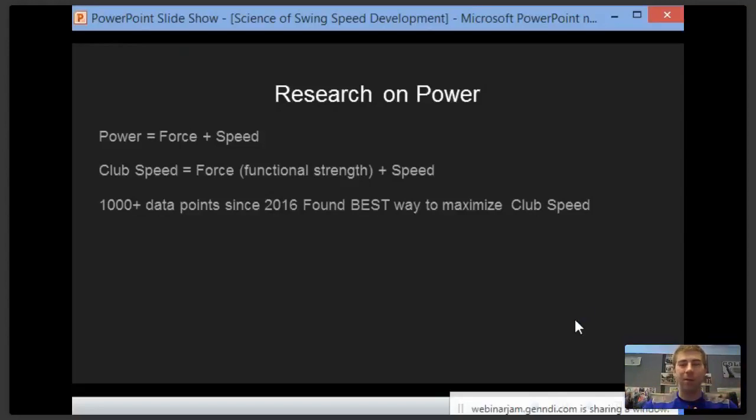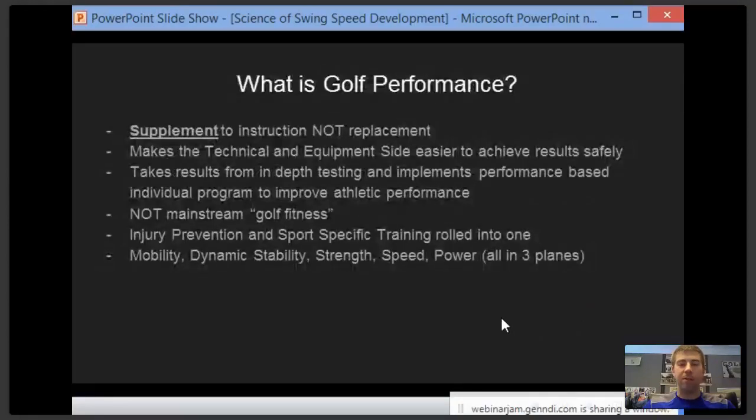At this point, we've got over 1,000 data points to find the best way to maximize this equation. And we're going to get even better at it over the next 5 years. As we continue to get more and more data, we can look more into the ground force research and that sort of thing. Hopefully that makes sense. If anything doesn't make sense, just stop me, put a comment in the chat box, and say, hey, wait, what does that mean? But simply, your club head speed is equal to how much force you can create and how fast you can create that force. That's going to directly impact how fast you swing the golf club.